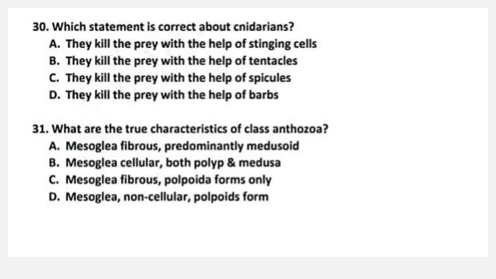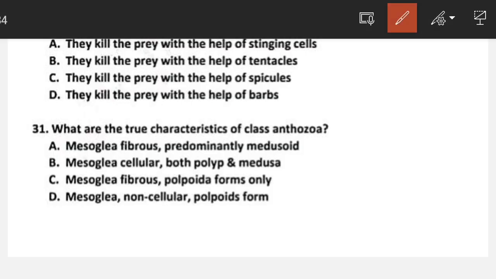So Nidarians have the cnidocytes, which are also known as the stinging cells, one of the most important properties of Nidarians. So the correct option will be option A. They kill the prey with the help of stinging cells.